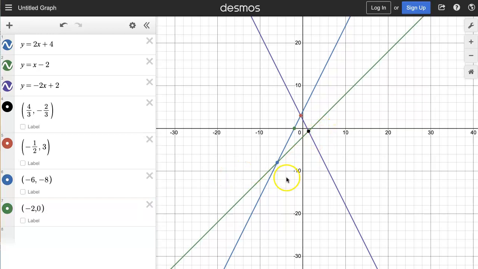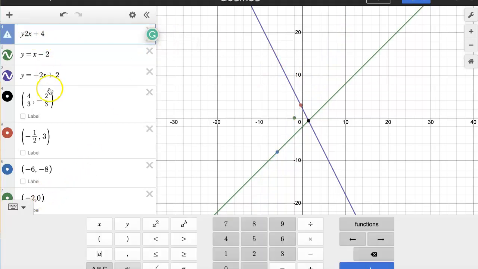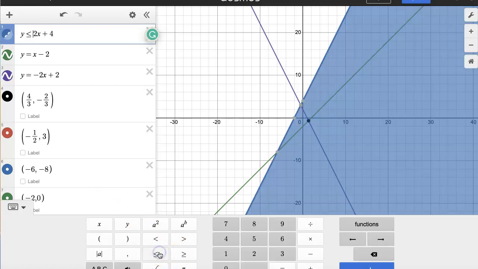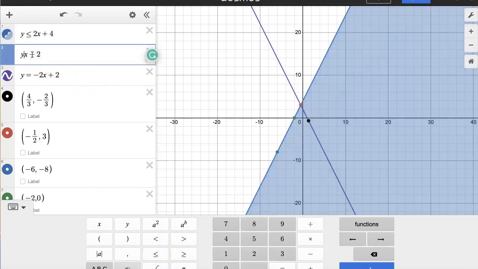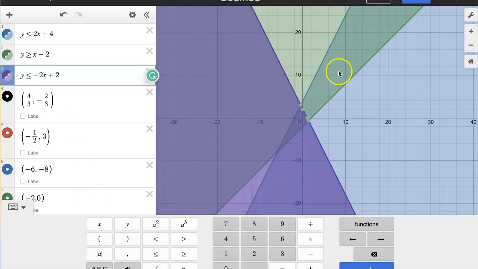Also, if we were talking about feasible regions and stuff, then here, let me just change. Instead of the equal sign, I could make it a less than or equal to sign, and you just pop that back up again, and I will make this a y is less than or equal to. I'll make this one a y is greater than or equal to, and I will make this one a y is less than again.